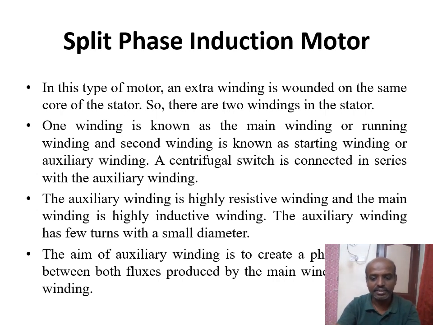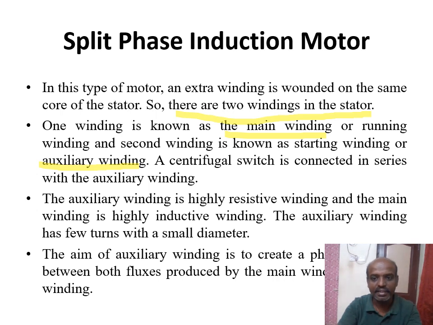The split phase induction motor can be explained with the help of the diagram shown in the next slide. So before that we see the theory portions. As we all know, the induction motor has a stator and rotor. In this type of split phase induction motor, there are two windings in the stator side. One winding we call as a main winding. Another winding we call as an auxiliary winding.